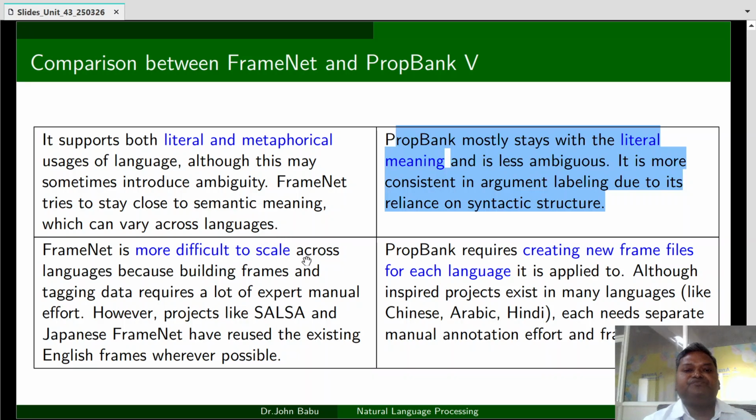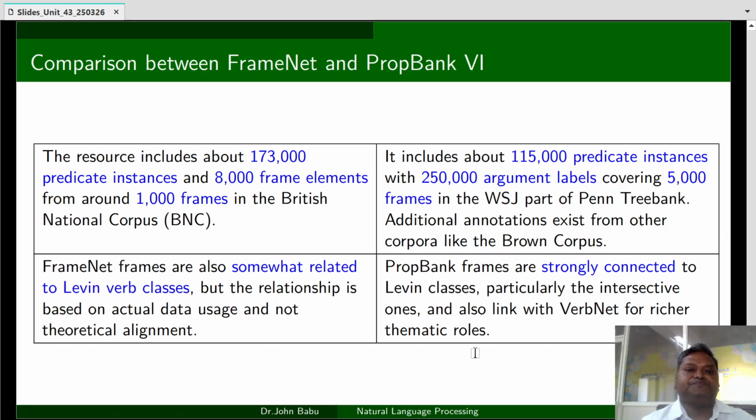Then FrameNet is more difficult to scale across languages because it consists of building frames, but projects like SALSA and Japanese FrameNet have reused the English frames wherever possible. PropBank requires creating new frame files for each language it is applied to. So there are many projects inspired by the PropBank, created for Chinese, Arabic, and Hindi, but they each need manual annotation.